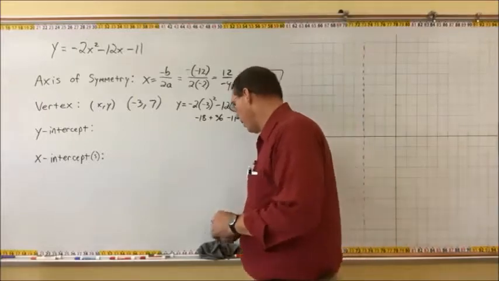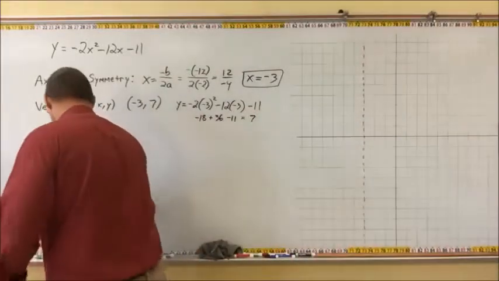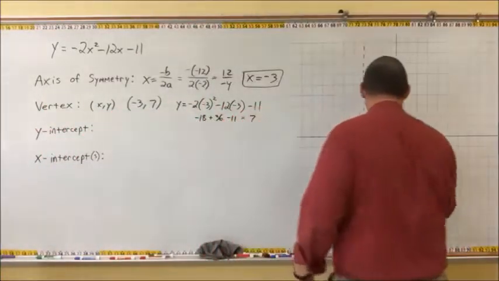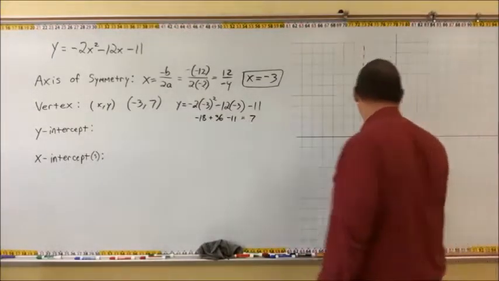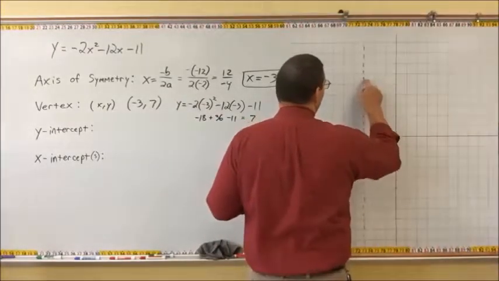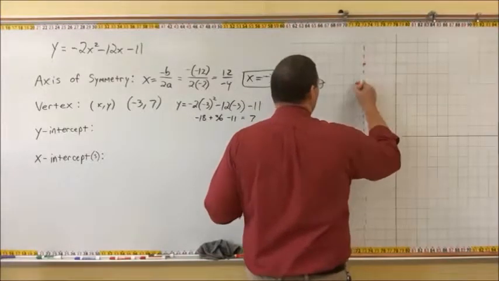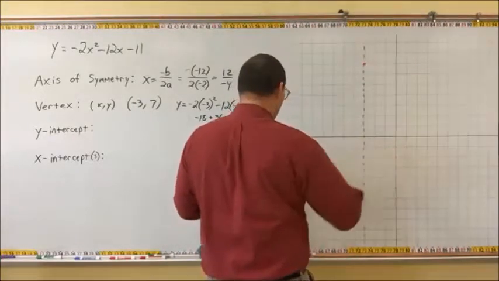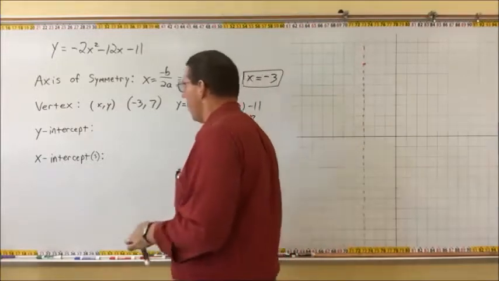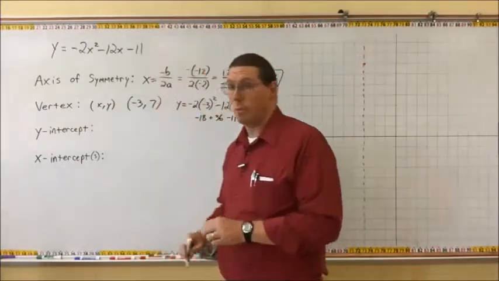So let's go ahead and plot that. Grab a marker here. We're going to go to negative 3, 1, 2, 3, and up 7, 1, 2, 3, 4, 5, 6, 7. And so we're going to put our vertex right there. So now it's going to turn down from there.